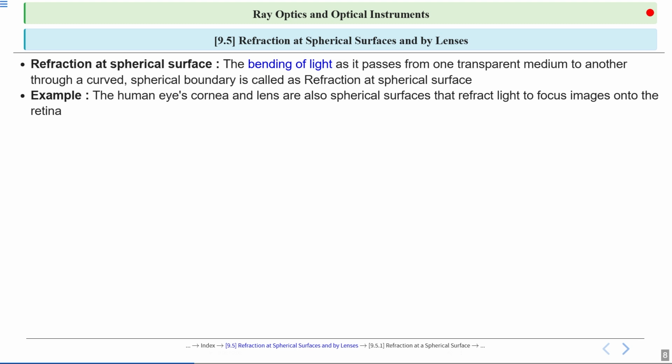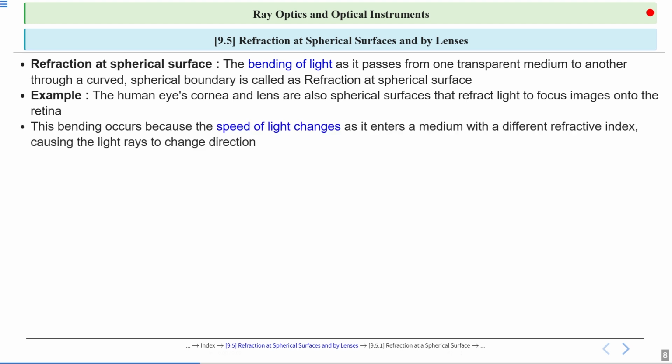This is a great real world example of how refraction helps us to see clearly. They are focusing or converging the light rays onto the retina so that a sharp image will be formed on the retina, and our brain will process it and we can see the outer world. This bending occurs because the speed of light changes as it enters a medium.